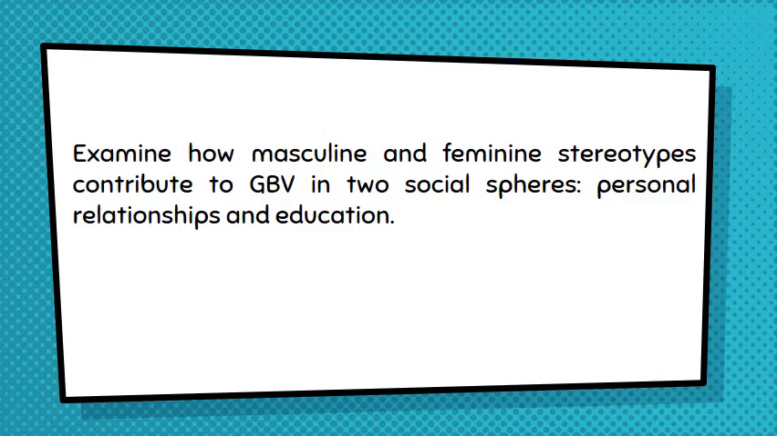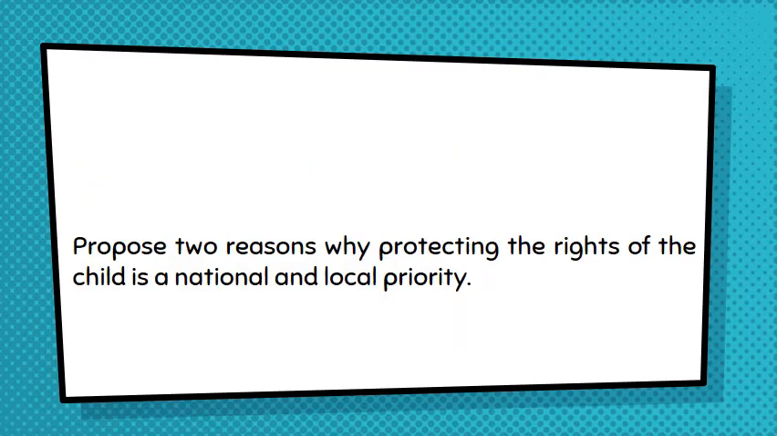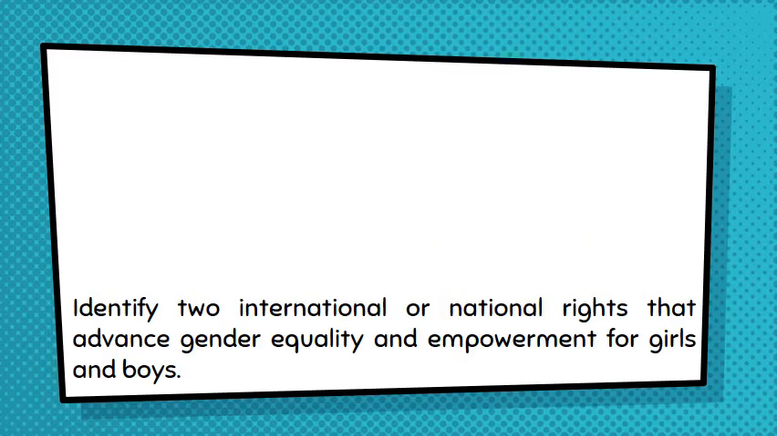Recognizing gender-related risk and inequalities, participants propose two reasons why protecting the rights of the child is a national and local priority. After analyzing situations that violate children's rights, participants identify two international or national rights that advance gender equality and empowerment for girls and boys.